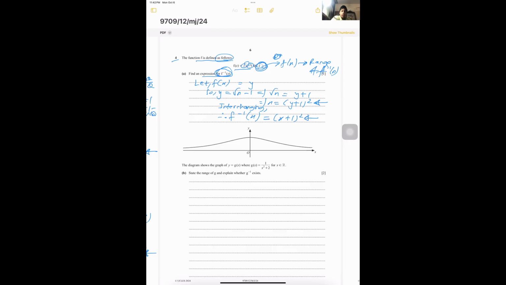Okay. Part 2, the diagram shows the graph of y equals g(x), where g(x) equals this, for x in R. State the range of g and explain whether g inverse exists. Okay, state the range of g.